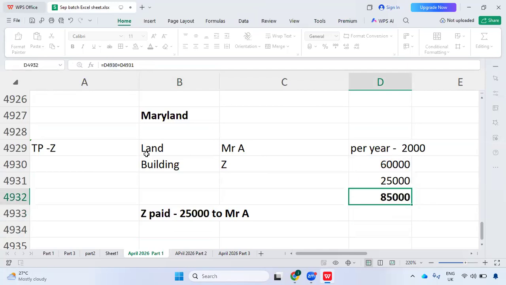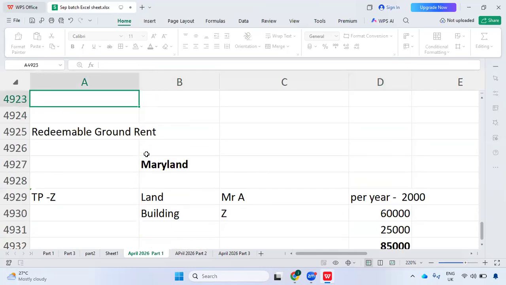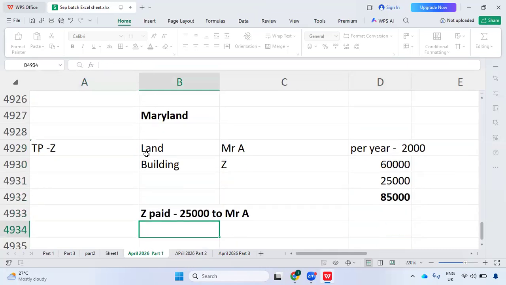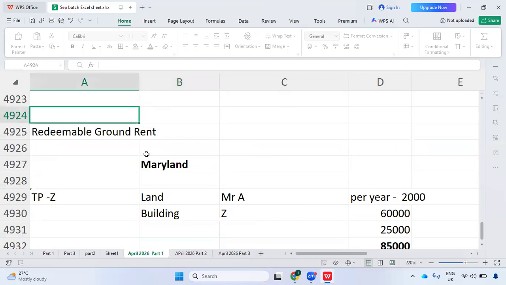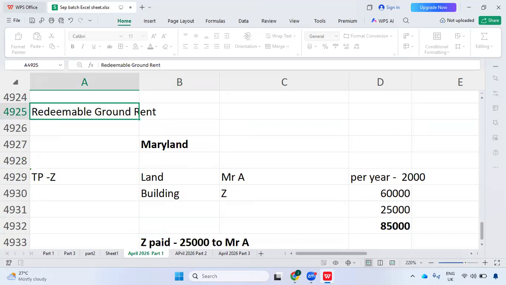This is in general, but it is not general in the case of Maryland state, because the history of Maryland is completely different. Many people have so many acres and so much land, and they will not sell, but they want to keep ownership of the property. Instead of selling, they give the land for construction and charge some money, which is the ground rent fee. This is what is called redeemable ground rent. These will be added to the basis of the property, right?